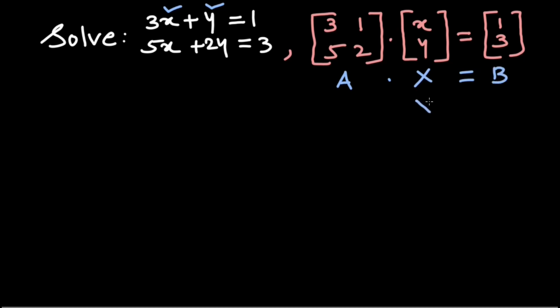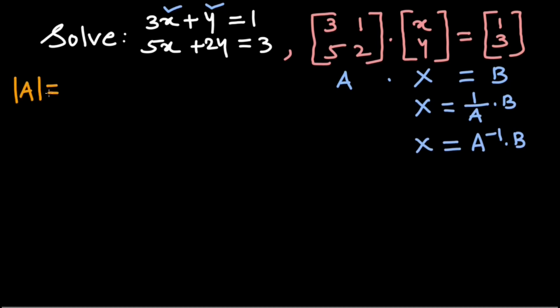So the matrix of variables x will be 1 by A into B, that is A inverse into B. First we will find the value of determinant A, which will be determinant 3, 1, 5, 2, which will be 3 2s are 6 minus 5 1s are 5, which will be 1. Now we have to find A inverse.